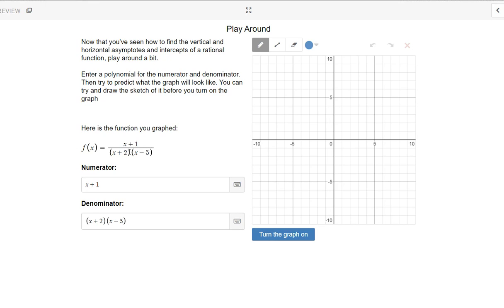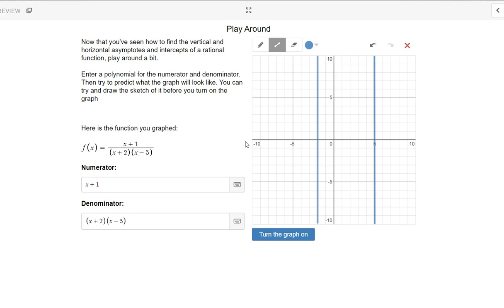So for example, this one right here should have a vertical asymptote at x equals -2, because that would make this equal 0 on the bottom. So x equals -2 would be a vertical asymptote. And then there should be another vertical asymptote at x equals 5, because 5 would make this equal 0. So there should be a vertical asymptote here.